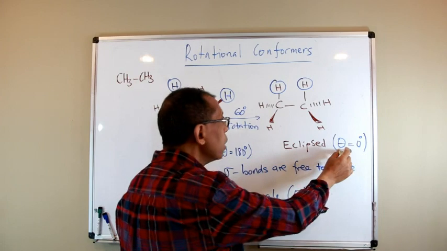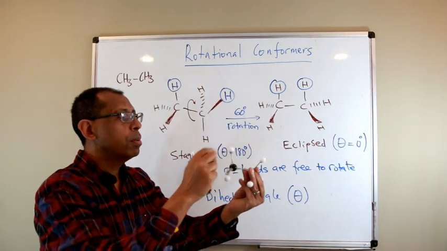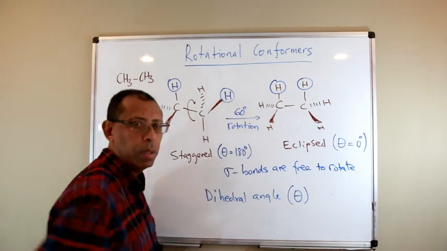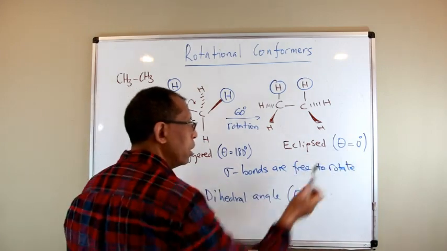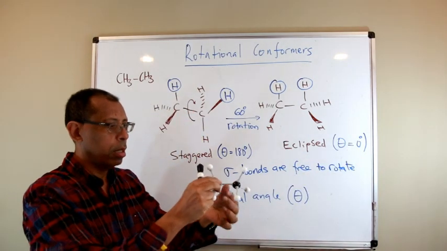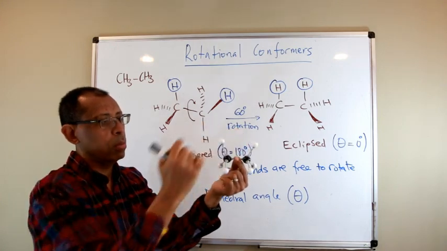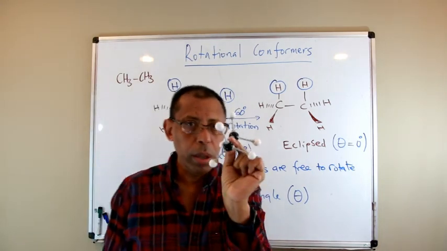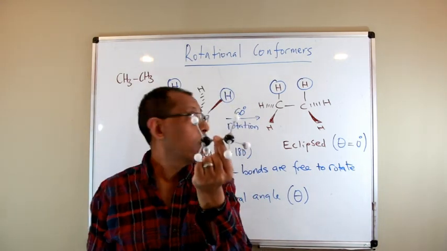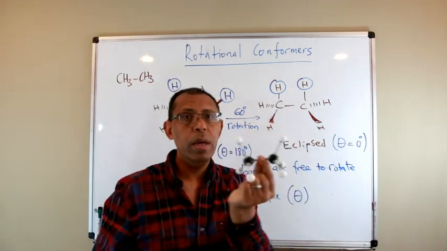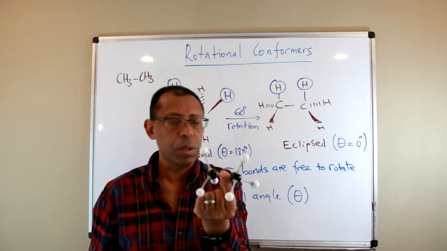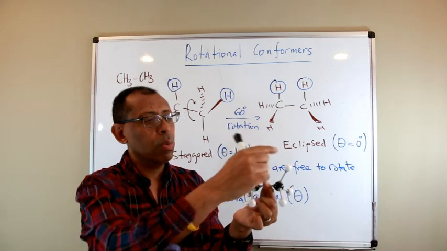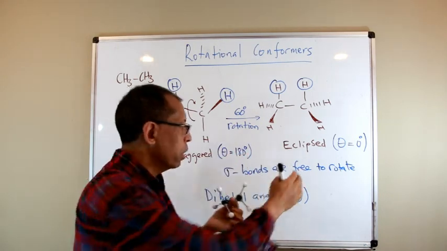The angle between these two, the angle that we always see, is called a dihedral angle. A dihedral angle of 0 means everything is eclipsed. So this is 0 degrees between these two, between these two is 0 degrees, between these two is 0 degrees. So this particular conformer is called an eclipsed conformer. The dihedral angle, which is the angle between each one of these bonds, is 0 degrees.